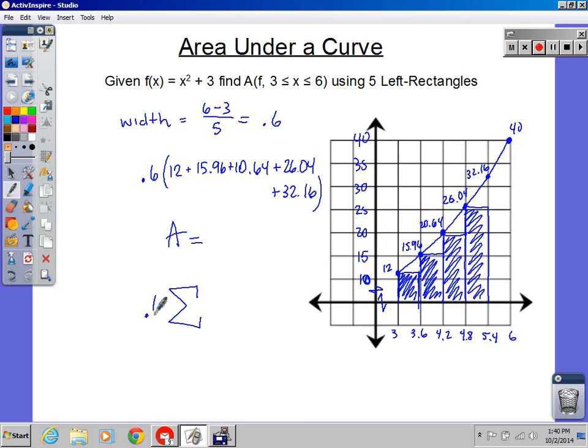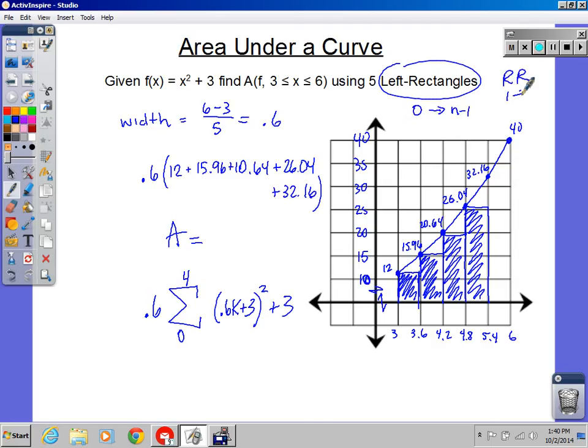So I'm going to have 0.6, which is my width. I'm going to write my function, x squared plus 3, except I'm not going to write an x. I'm going to write how x is changing and where it starts. So my x is changing by 0.6, and it's starting at 0 to 4, because left rectangles are always 0 to n minus 1. Right rectangles are always 1 to n. N is the number of rectangles.